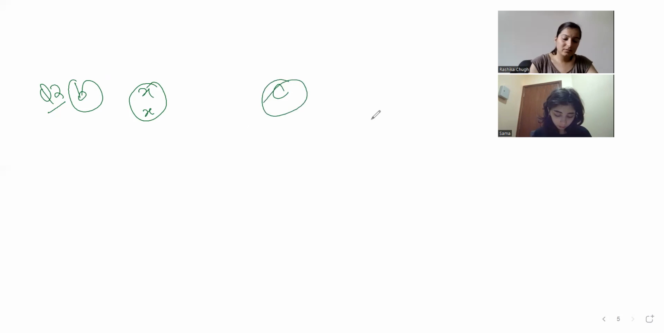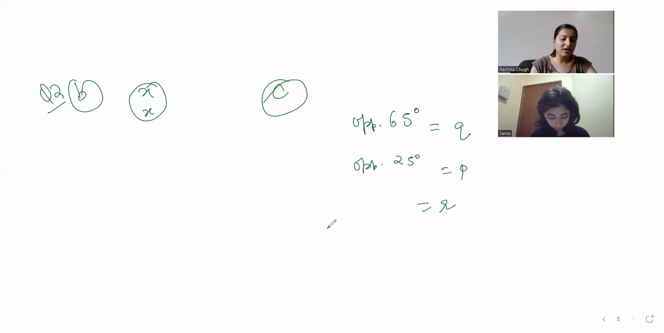65 degrees is given, and Q is given. You have to tell, is Q opposite of 65 degree or adjacent to? It's opposite. And then 25 degrees? Adjacent. Yes. And R is equal to which side? R is what? We know that. Hypotenuse, right? It's the greatest side.